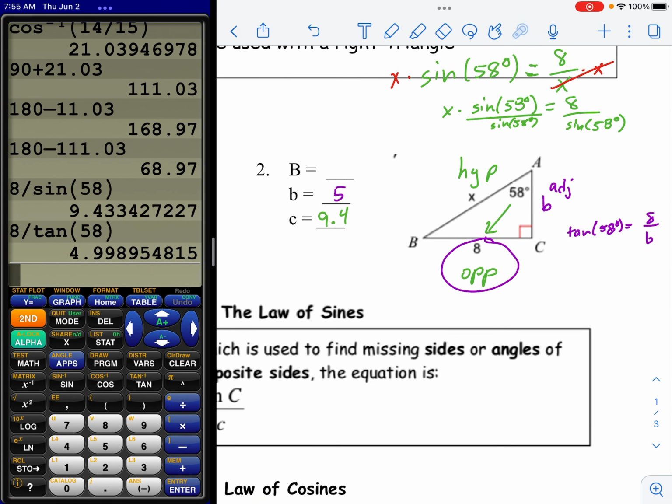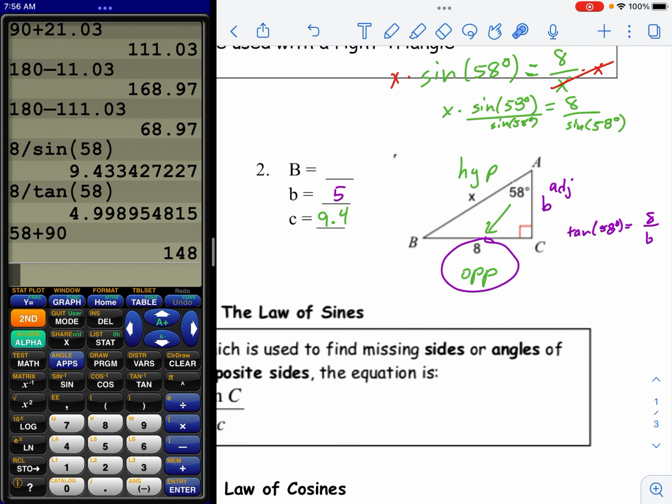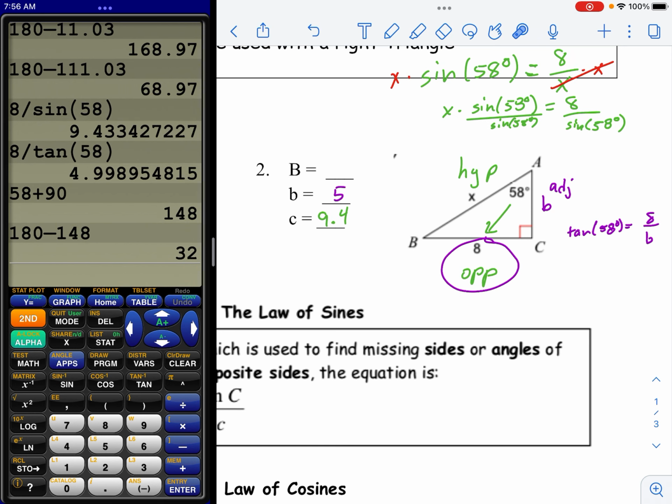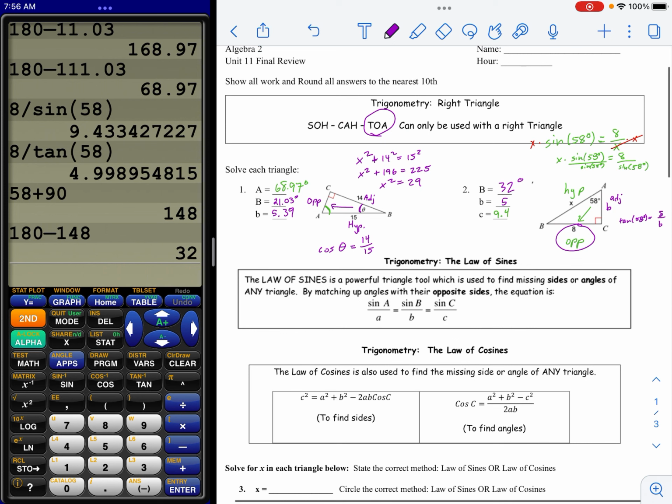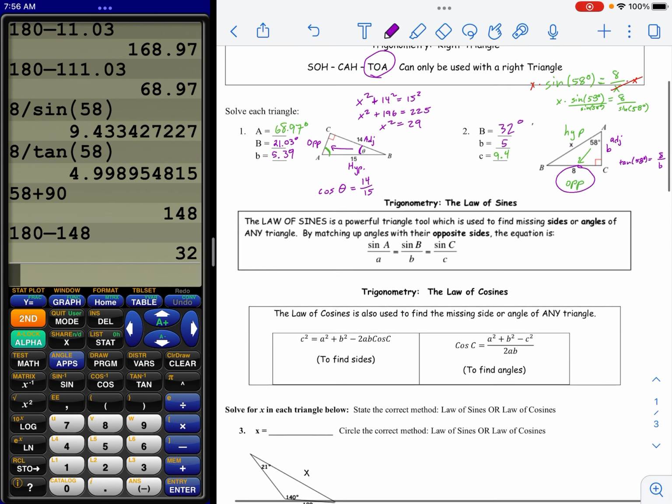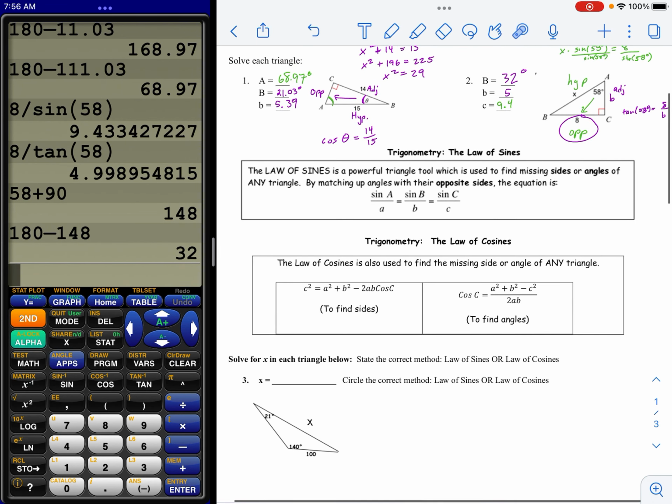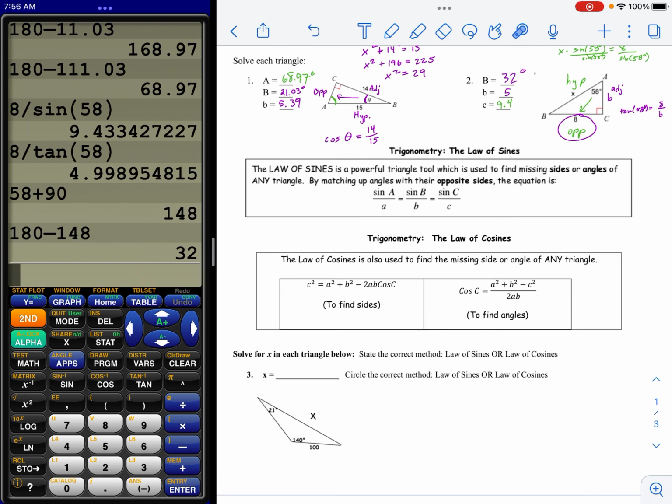Okay. The easy part, you have this is 90, you have this is 58. So what's the last angle? Well, just add up those two and subtract from 180, and you got it. So 32. All right, that's right triangle trig. Now, these next two laws, law of sines, law of cosines, you do when it is not a right triangle. So let's just dive in.